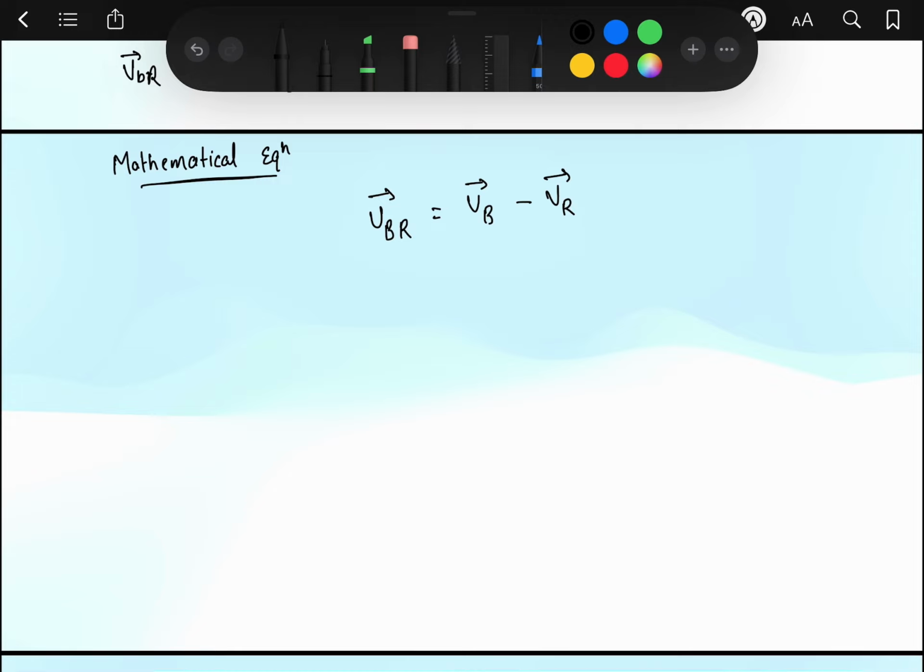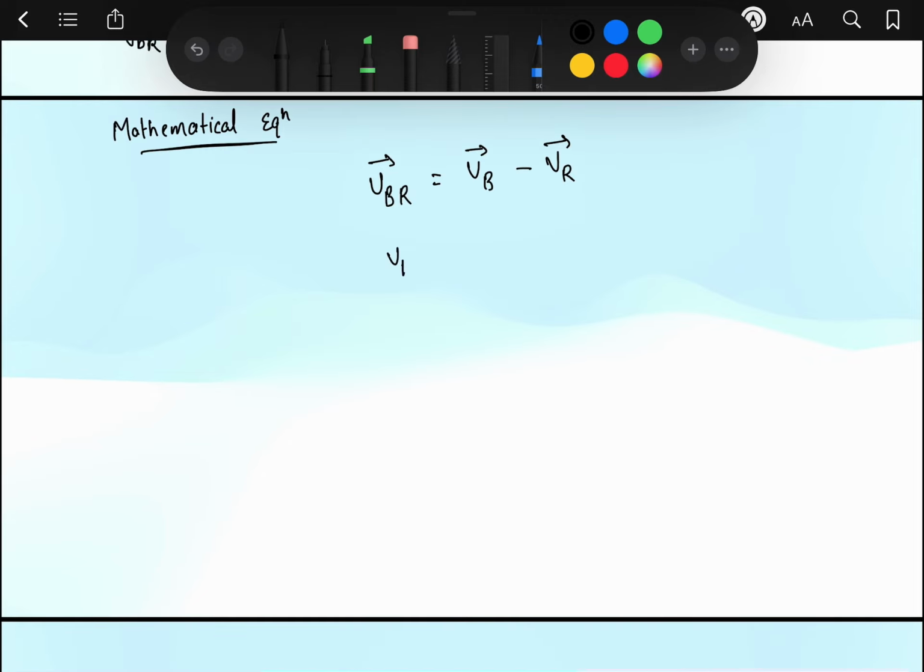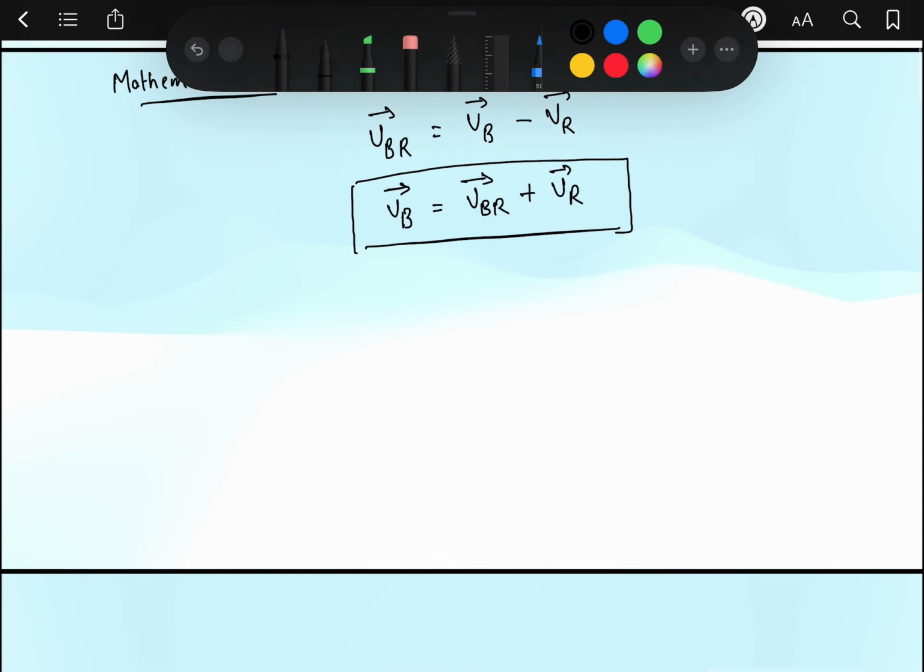Now, reshuffling this equation, we can write velocity of boat will be equal to velocity of boat with respect to river plus velocity of river with respect to ground. So this is the most important equation for this topic. Now let us understand this concept with an illustration.